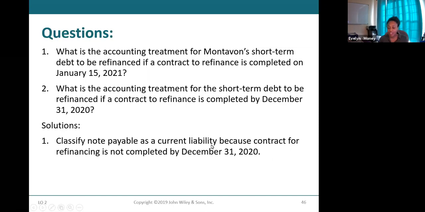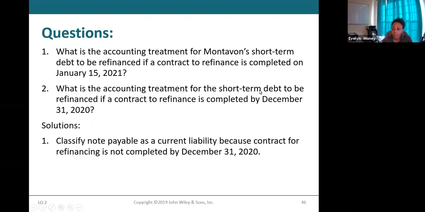Yes, I know the details of the contract say, hey, we can do it, but the refinance does not happen by the balance sheet date. So in that situation, it is a current liability. I got to know by the balance sheet date. Now, let's look at the second situation.